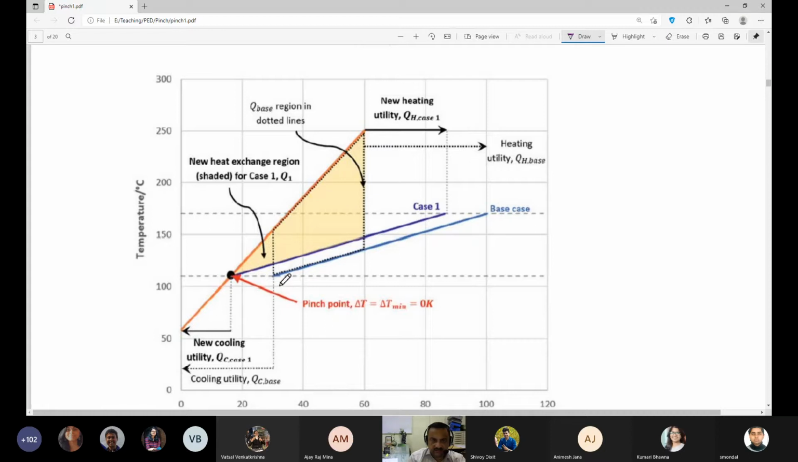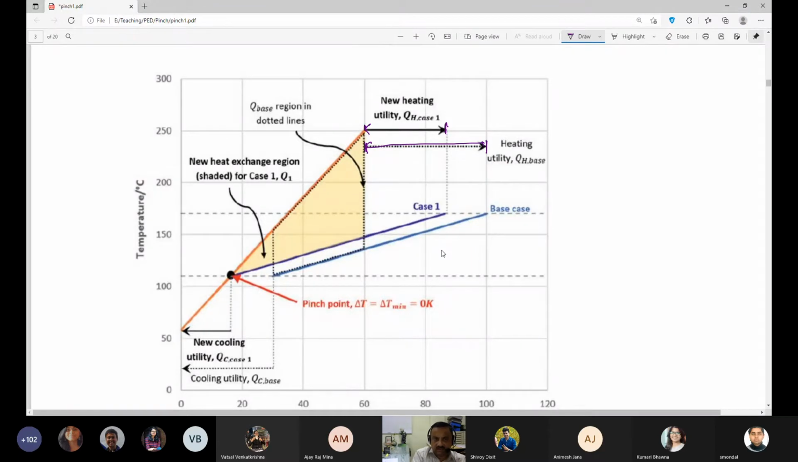This was my original QC, right? This was the base case. Now you can see the QC is decreasing because I have shifted this line here. And since I have shifted this line here, the QH is also decreasing, because earlier QH was this much, some 40 kilowatt or something. But this is now the new heating utility requirement because the base case has been shifted to case 1.